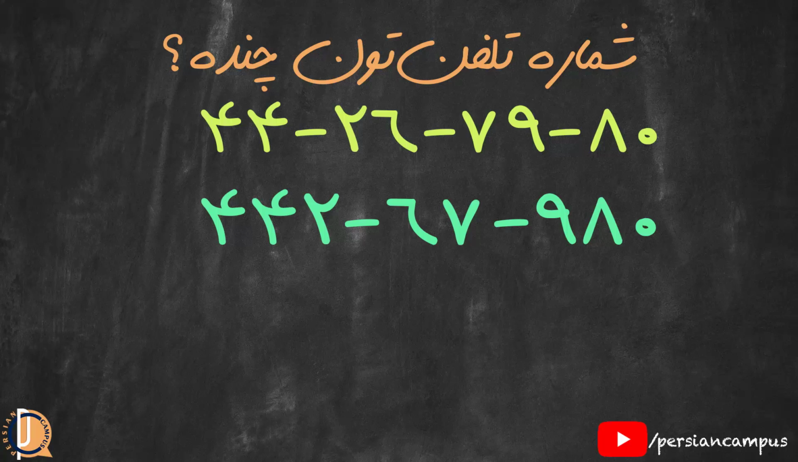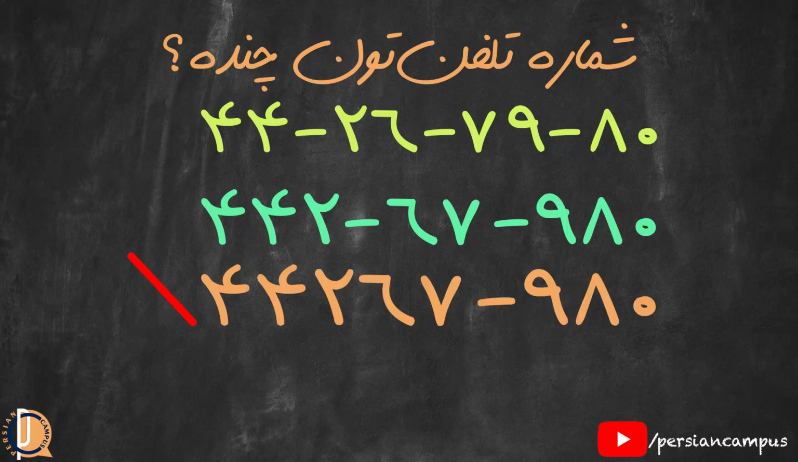442, 67, 980. However, it is not possible to say 4,400 to blah blah. We only separate them 2 by 2 or 3 by 3.